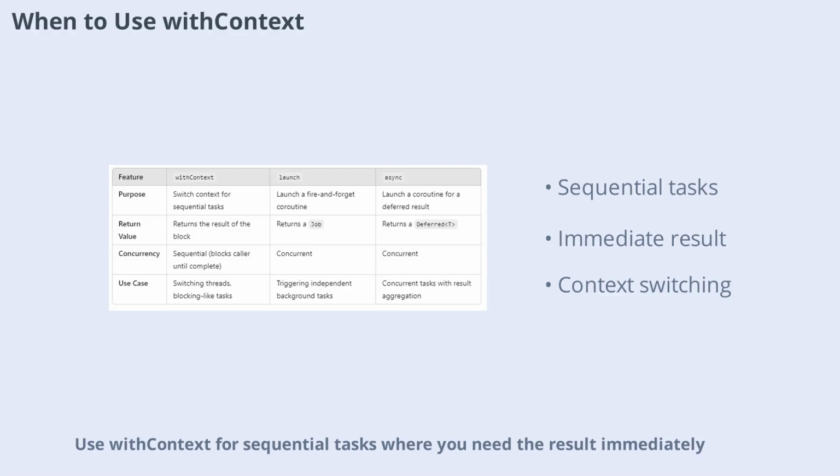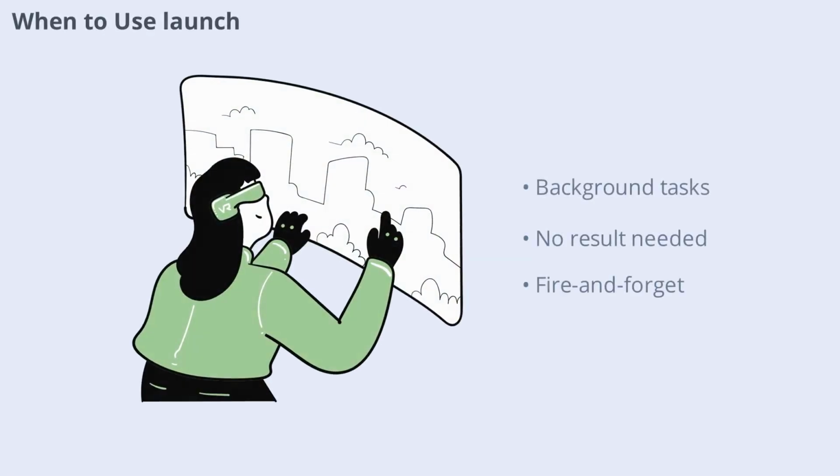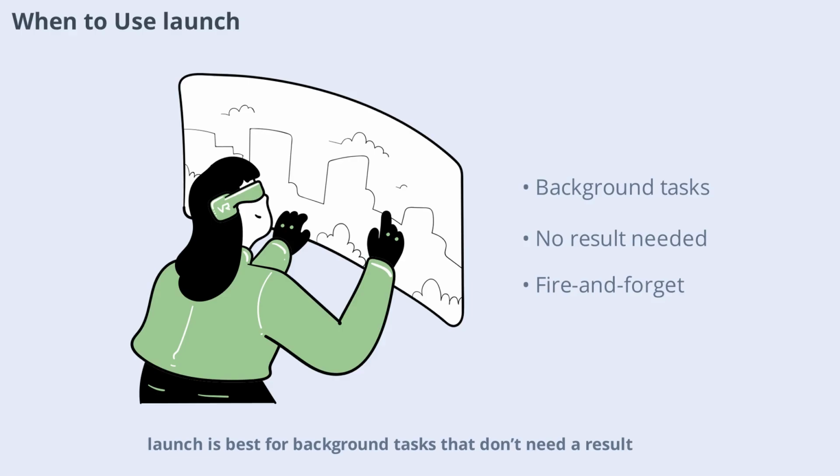Use withContext for sequential tasks where you need the result immediately, such as switching to an I/O or computation context. It's perfect for operations like database access, network requests, or CPU-intensive calculations that require context switching, but don't need to run concurrently. Launch is best for background tasks that don't need a result, such as logging or sending notifications.